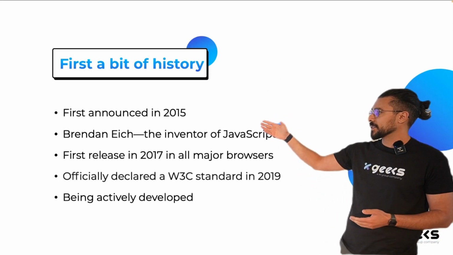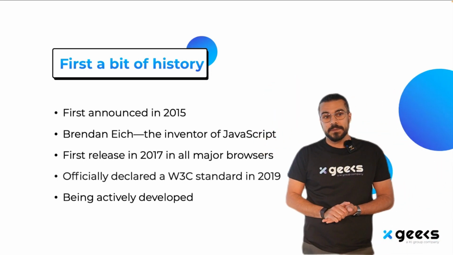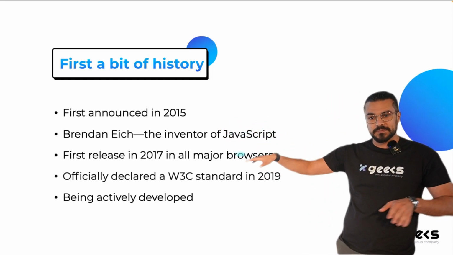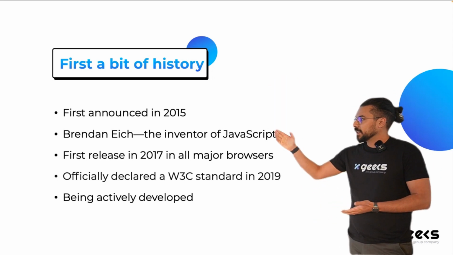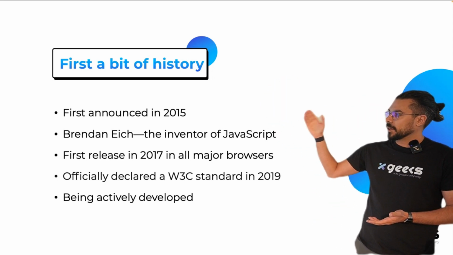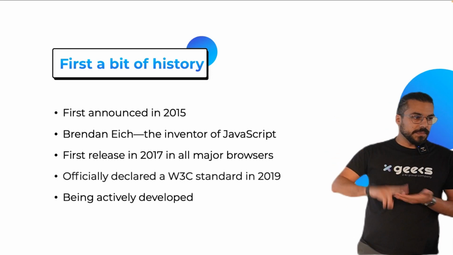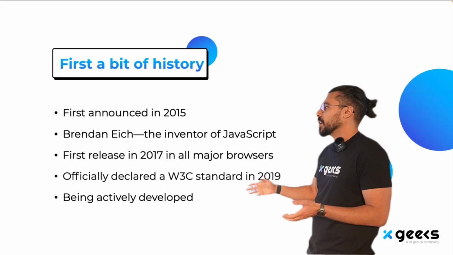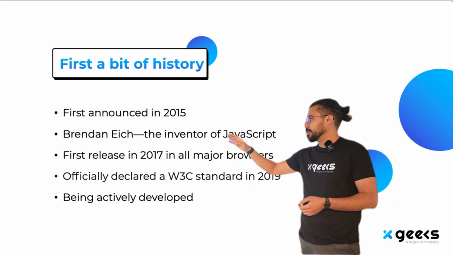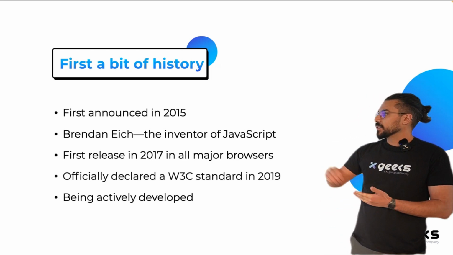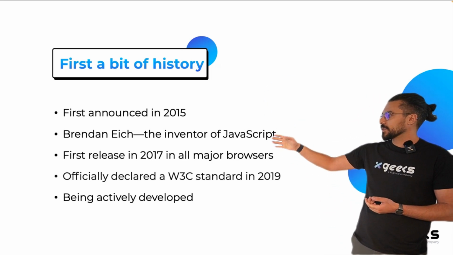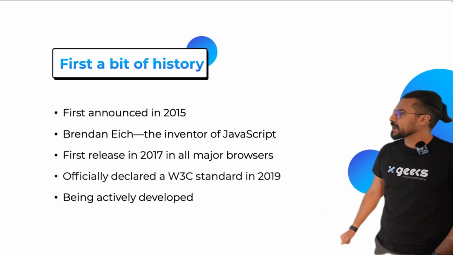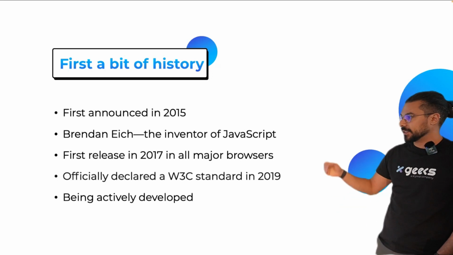It was first announced in 2015 by Brendan Eich, so the dude who created JavaScript in 10 days, okay? But he was also accompanied by Mozilla, Google, and Microsoft to create WebAssembly. And the first release of WebAssembly was in 2017 in all major browsers. It was officially declared a World Wide Web Consortium standard in 2019. And to this day it is being actively developed.